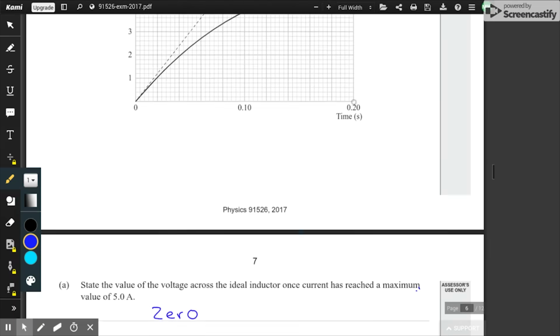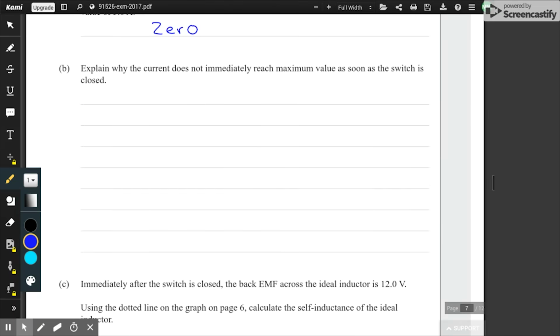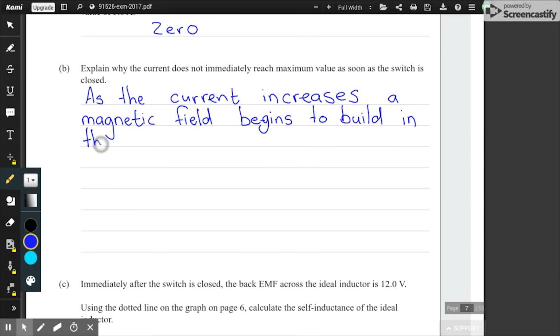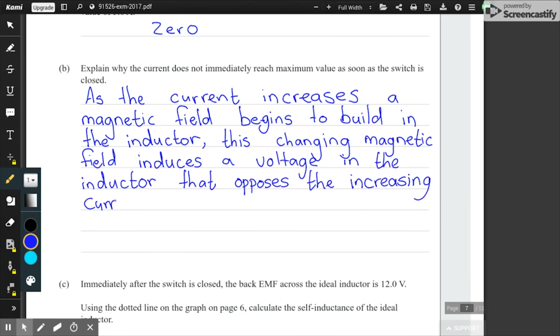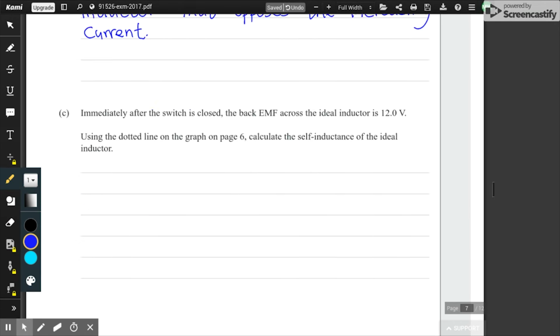So let's try and write that down as something coherent. As the current increases, a magnetic field begins to build in the inductor. This changing magnetic field induces a voltage in the inductor that opposes the increasing current. Okay.